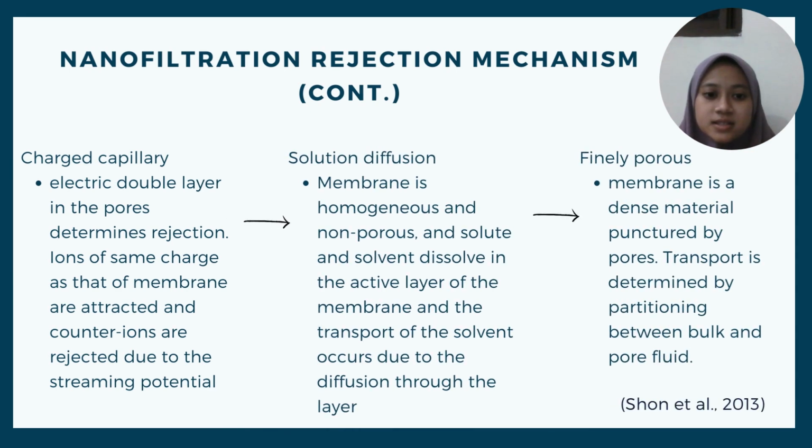Next is the charge capillary. In this step, the electric double layer in the pores determines rejection. Ions of the same charge as that of the membrane are attracted, and counter ions are rejected due to the streaming potential. Next is solution diffusion. In this step, the membrane is homogeneous and non-porous, and solute and solvent dissolve in the active layer of the membrane, and the transport of the solvent occurs due to diffusion through the layer.